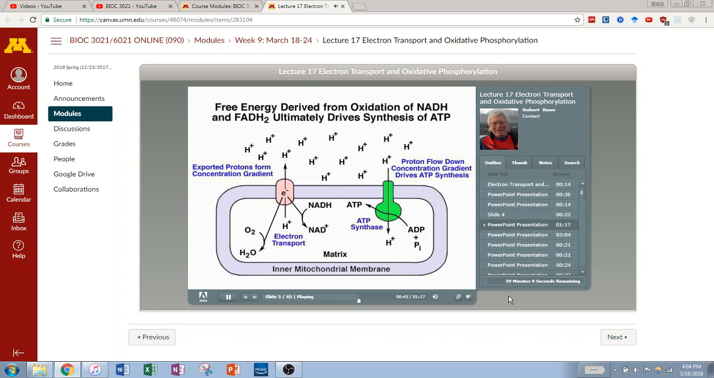The ATP synthase enzyme uses the proton gradient formed by the electron transport system to drive the synthesis of ATP. Protons flow downhill from the intermembrane space through the ATP synthase protein. The downhill flow of protons from an area of high concentration in the intermembrane space to an area of low concentration in the mitochondrial matrix through the ATP synthase energizes the synthesis of ATP from ADP and inorganic phosphate.